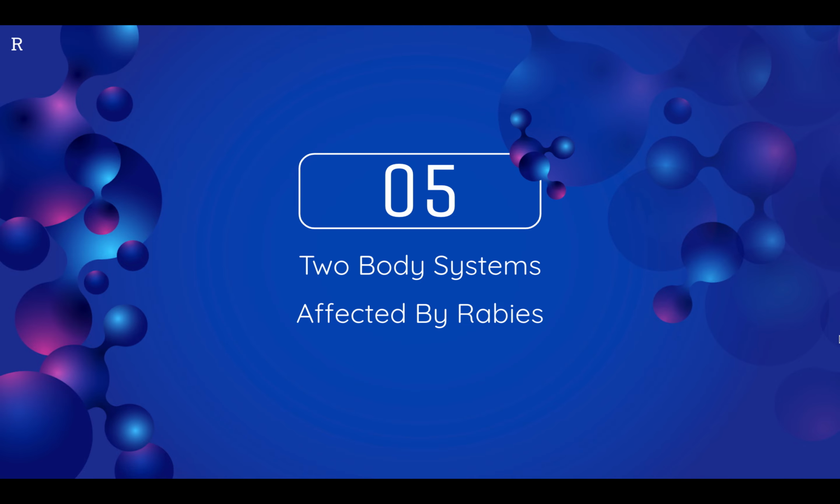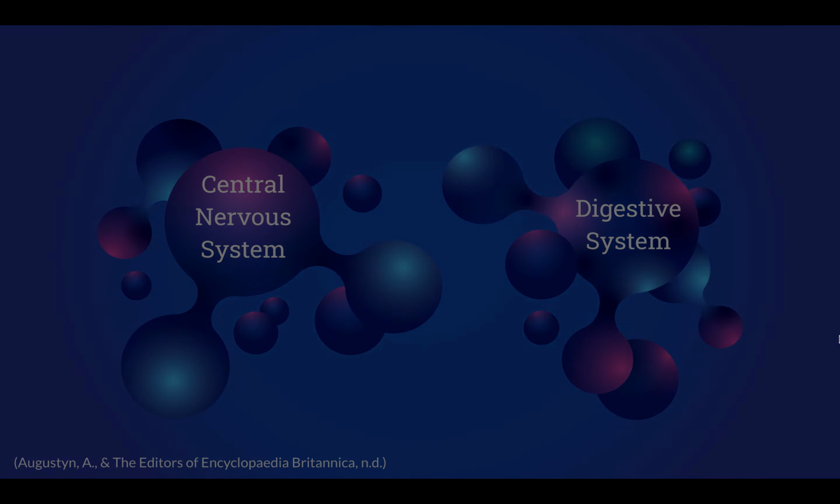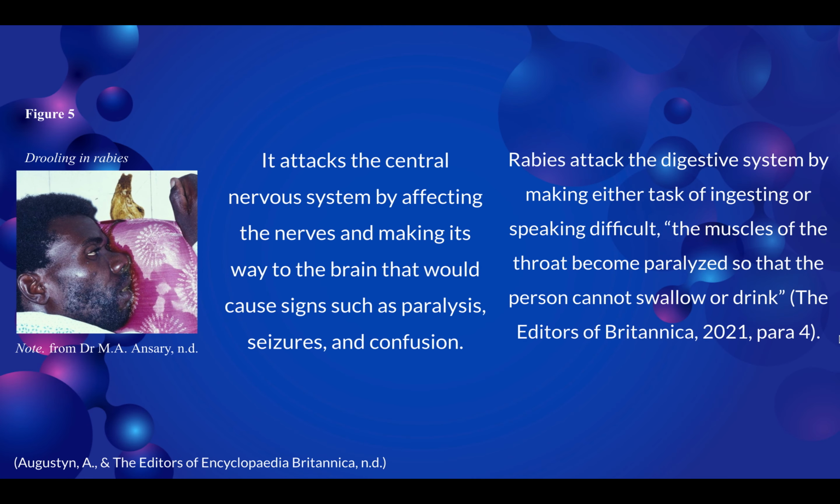Two body systems that rabies affects are the central nervous system and your digestive system. It affects your central nervous system by taking over your nerves and going up into your brain. When rabies goes into your brain, a few things can happen. For example, you can have seizures or go paralyzed. You can also become very confused and disoriented. It affects your digestive system by making the tasks of ingesting or speaking difficult.